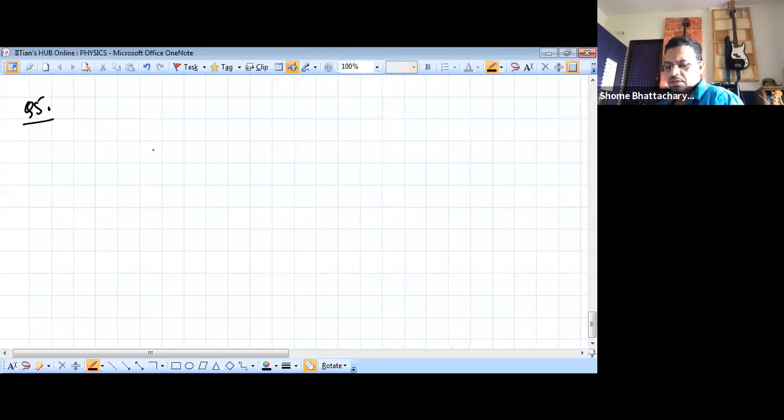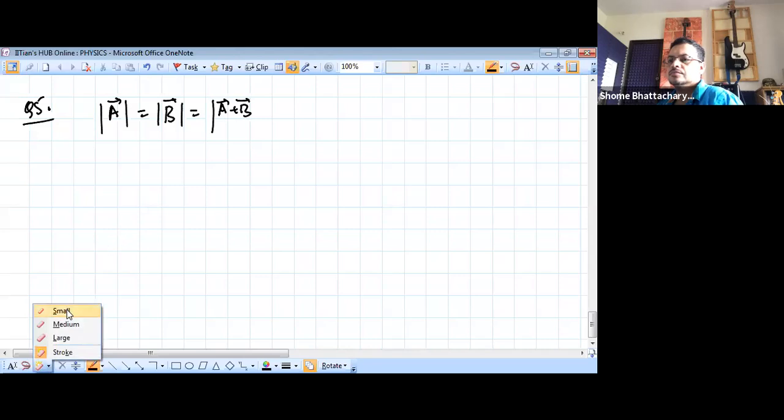Okay, so question 5 says, actually it should be mod. You can see that the vectors are not equal. It's mod A is equal to mod B is equal to mod of A plus B by root 3 is equal to 10. You should solve it this way. Then A dot B is how much? To find out how much A dot B is.